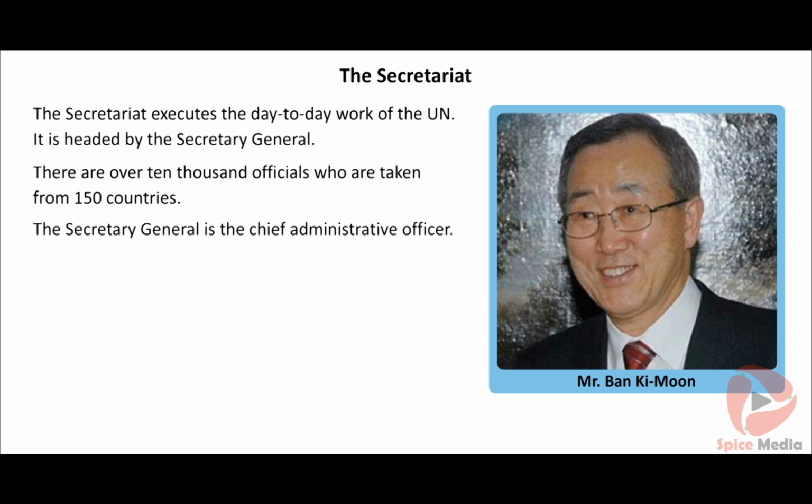The Secretary General is a Chief Administrative Officer. He has to follow the principles of the UN Charter. He presents an annual report to the General Assembly on the work of the organization. Mr. Ban Ki-moon of South Korea is the current UN Secretary General.